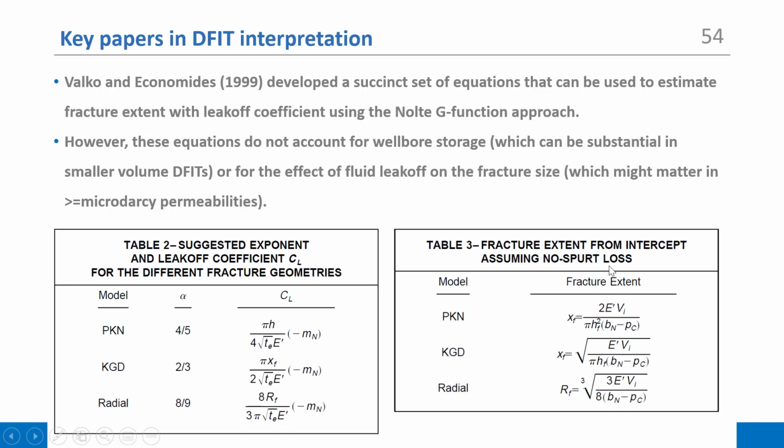So it says no spurt loss. That seems confusing to me. It should say assuming no leak-off during injection at all. And again, that's not necessarily valid. So we followed the same approach as Valko and Economides, but we've just done these two things.